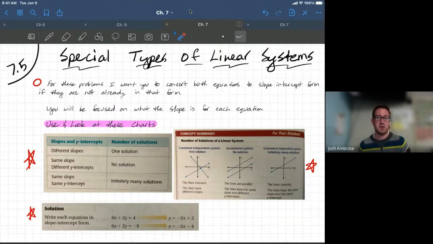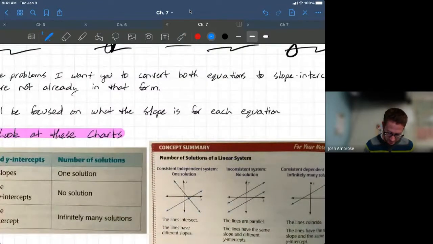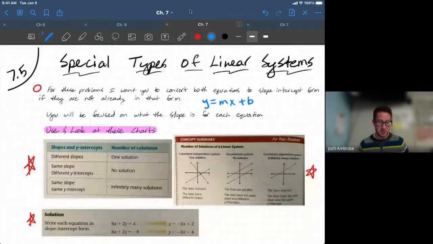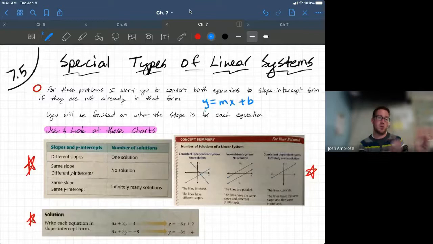Make both equations set up for y equals. That's going to be extremely important. Remember what we're talking about here: y equals mx plus b. That is one of those equations we've used multiple times. They will say y equals, and then everything else is on the other side. That's going to be step 1.